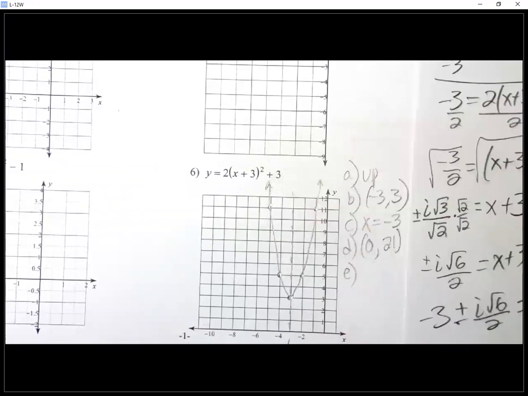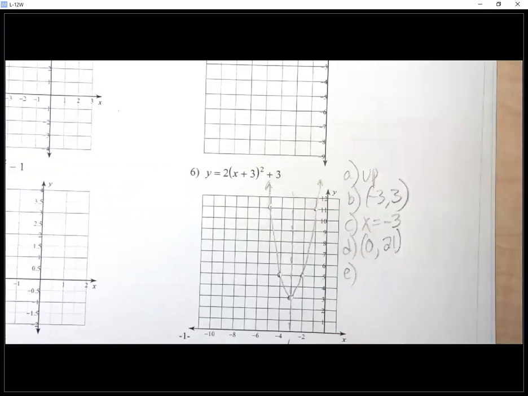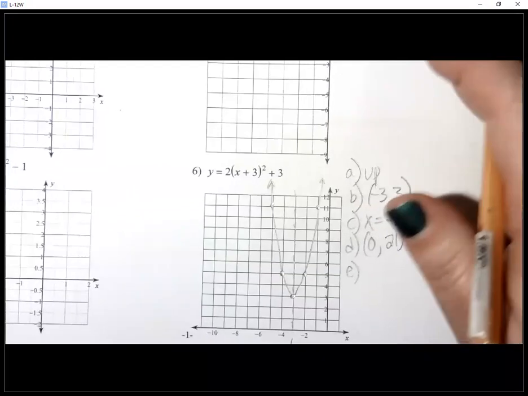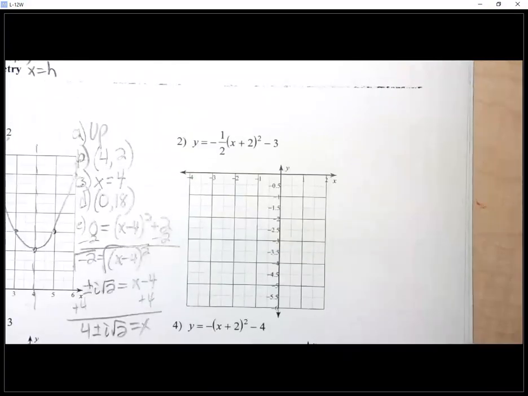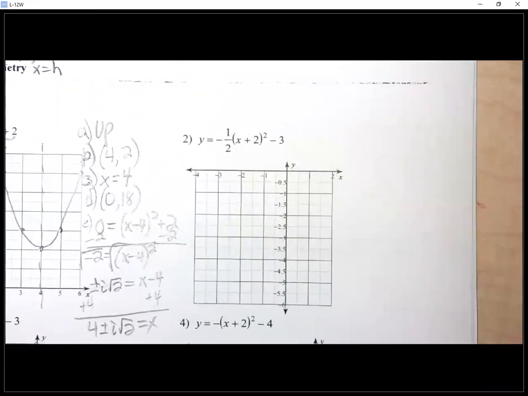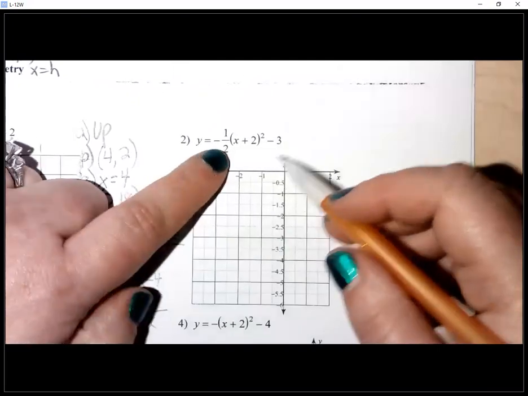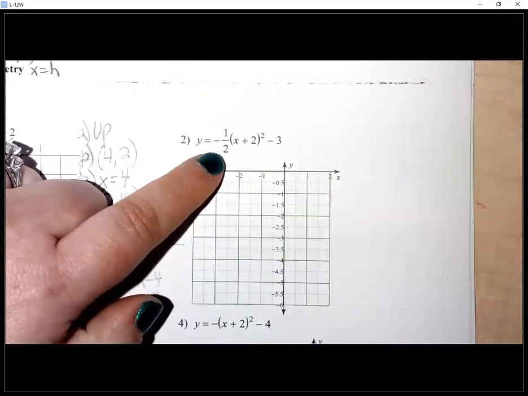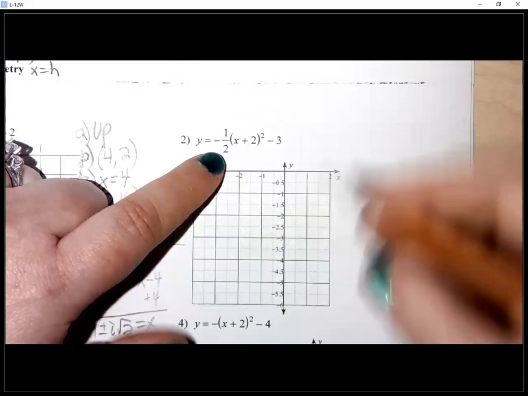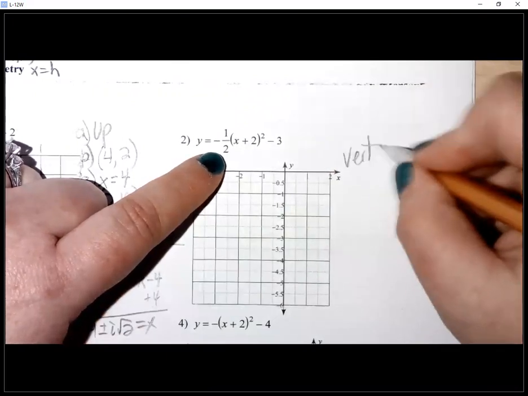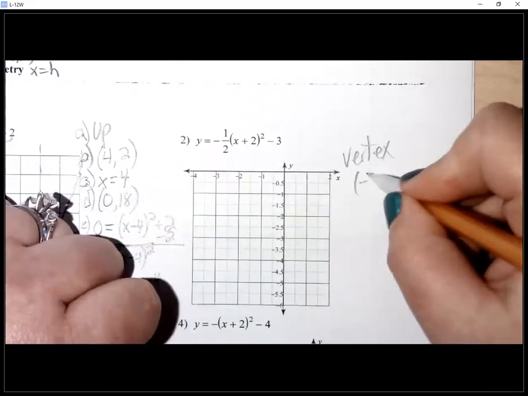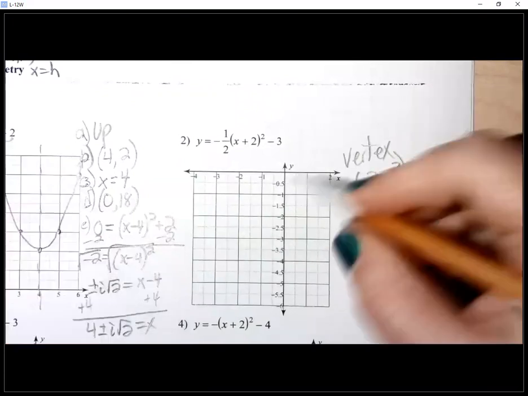I do just want to show you very quickly that you can use the pattern even when A is not a nice number. So if you rewind back to number 2, is everybody okay with 6, by the way? Is everybody all right with everything so far? Yeah, all right. So if you look at number 2, this one has an A value of negative 1/2. So I know it's going to be upside down. Where is my vertex this time? Negative 2, negative 3, right? Is everybody with me? Negative 2, negative 3.